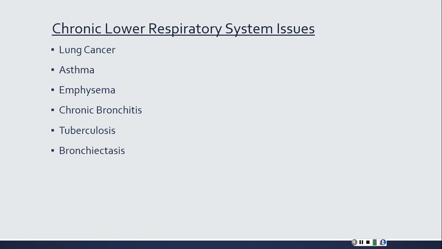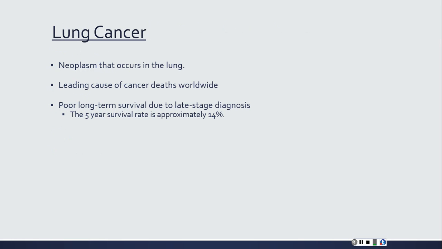First, we've got lung cancer. Lung cancer is a neoplasm that occurs in the lungs, and it's the leading cause of cancer deaths worldwide. There's a poor long-term survival rate due to late-stage diagnosis. As with any cancer, the earlier they can diagnose, the easier it is to treat. To give you an idea, the 5-year survival rate is approximately 14% from the time of diagnosis. And cigarette exposure is the cause of 80 to 90% of all lung cancers.